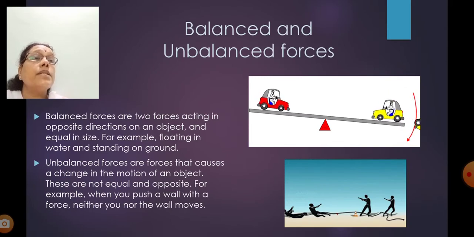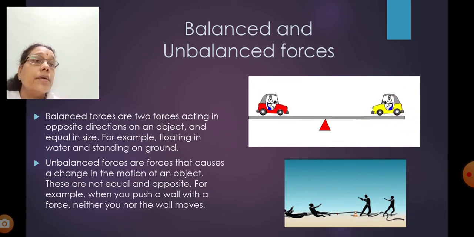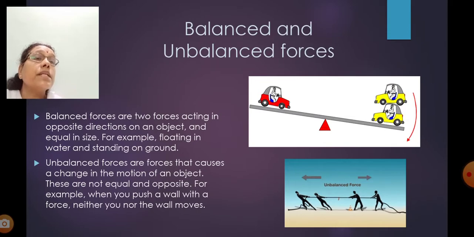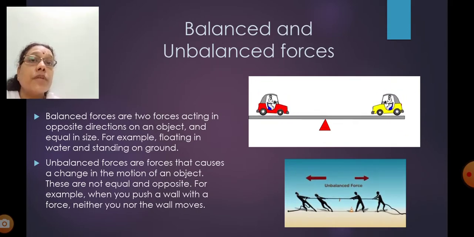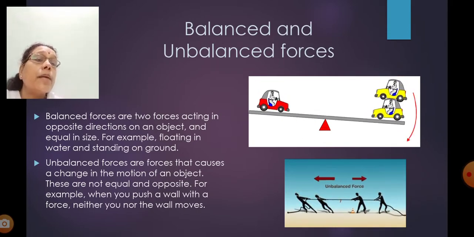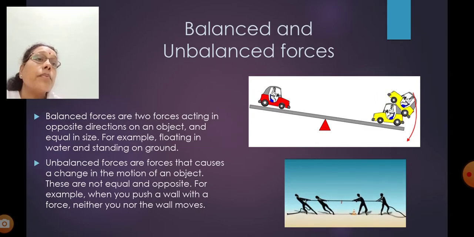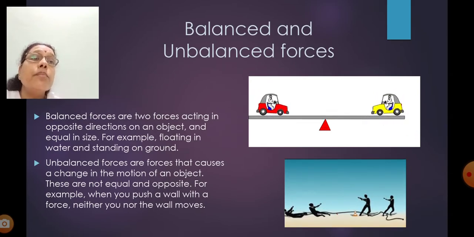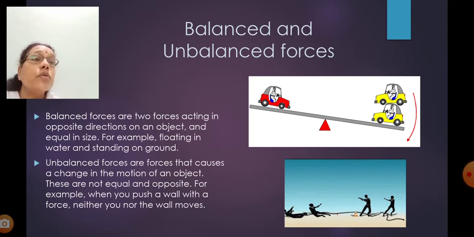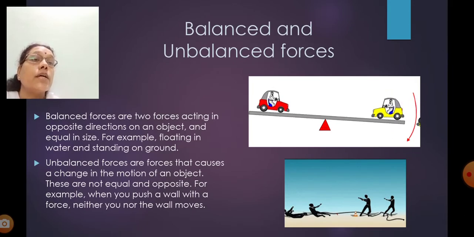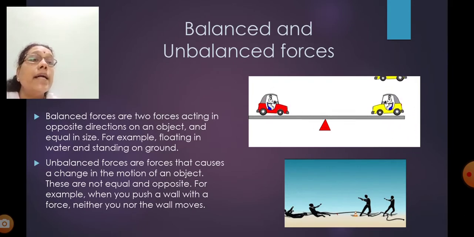This is an example, tug of war. You play it during the sports meet. Two groups will be there. Both the groups will apply force on the rope. Whichever group is applying more force, that group will win, and the others may fall down. This is because of the unbalanced force.